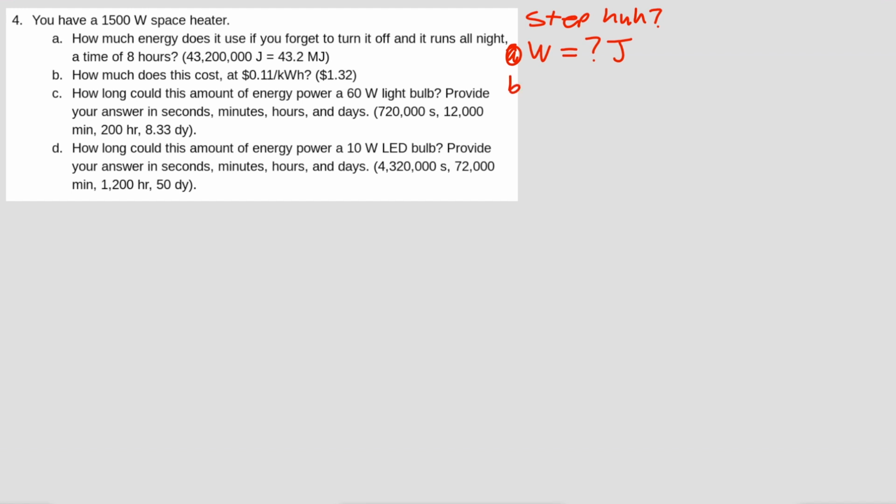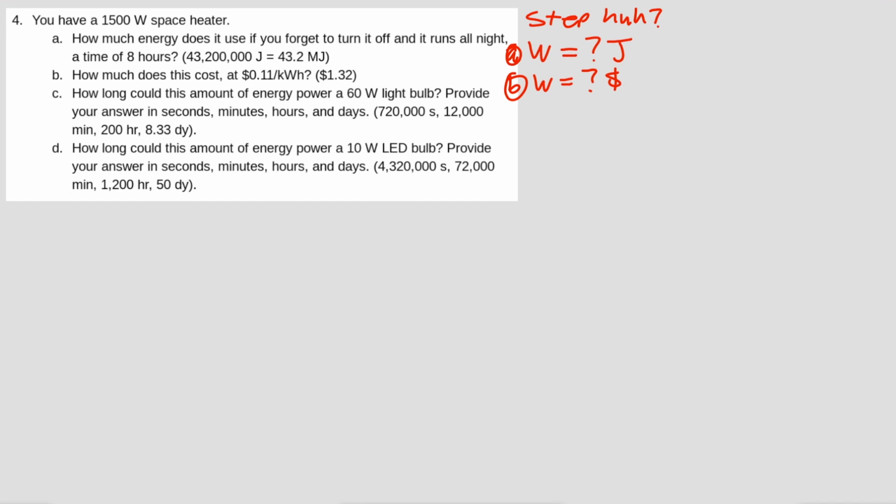B, how much does this cost? It may sound weird, but what we actually want is to know that amount of work, not in units of joules, but in units of money. So work is question mark dollars. It's a little weird, but that is honestly the best way of thinking of these things.